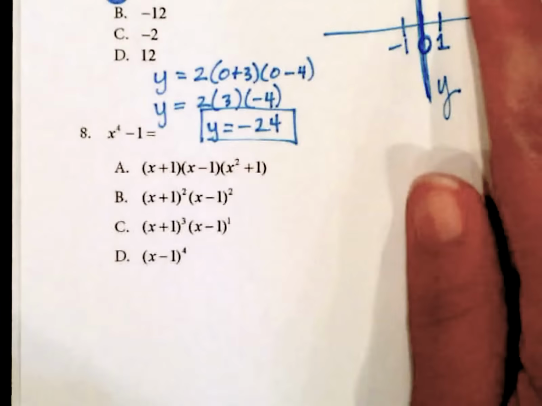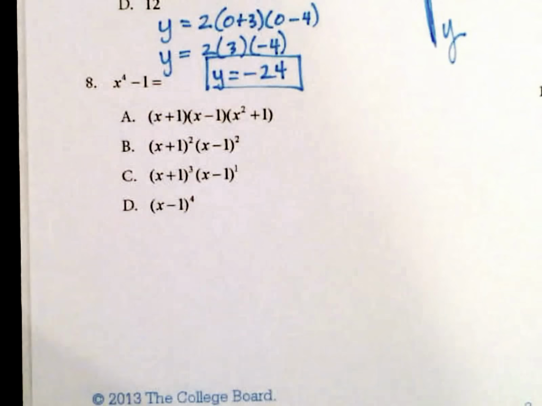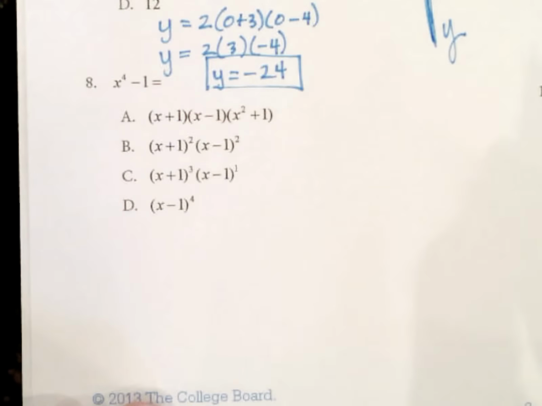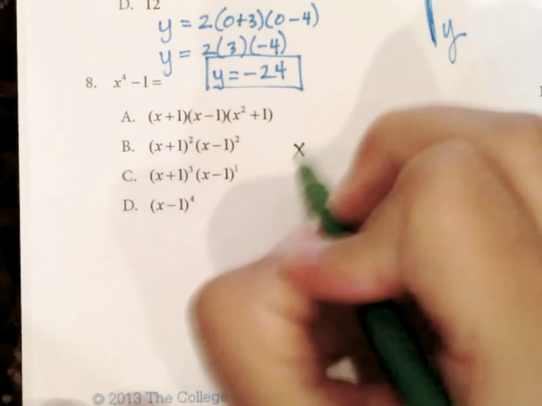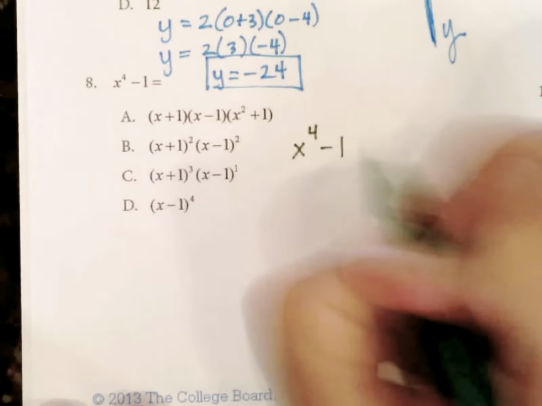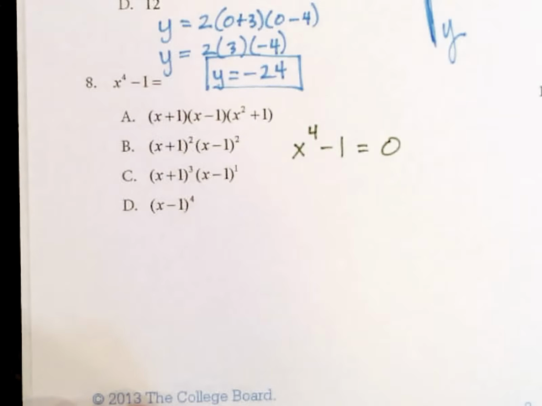All right, number 8. X to the 4th minus 1. Okay, so we're going to simplify this. So this is called a difference of two squares. Or excuse me, difference of squares, either way.